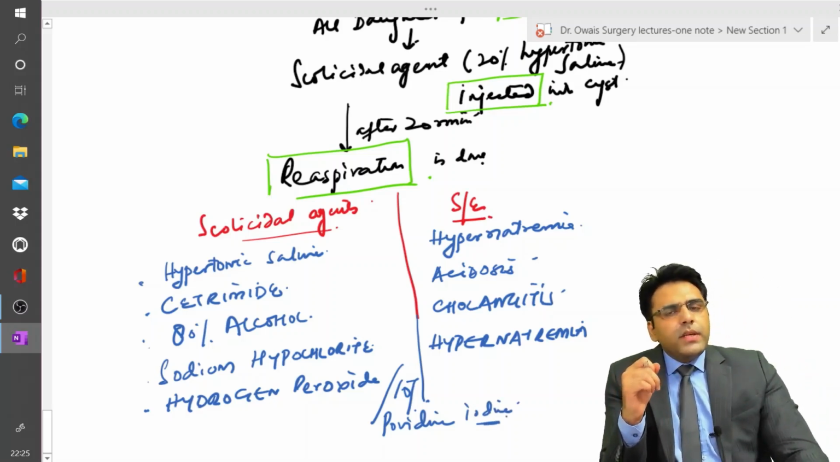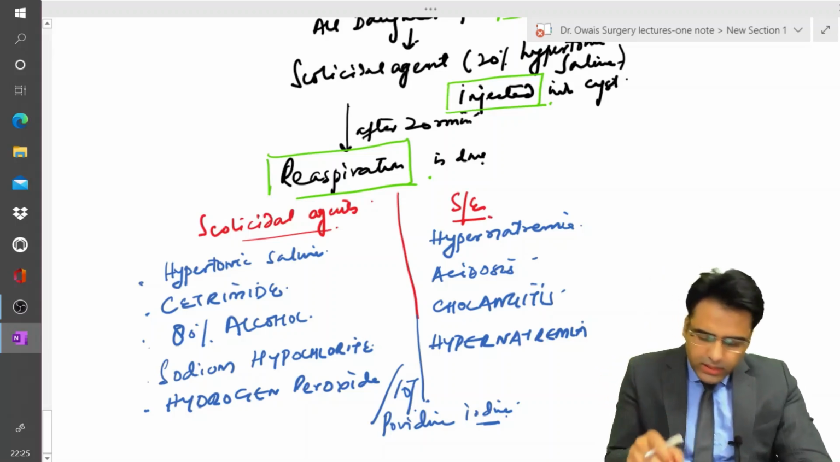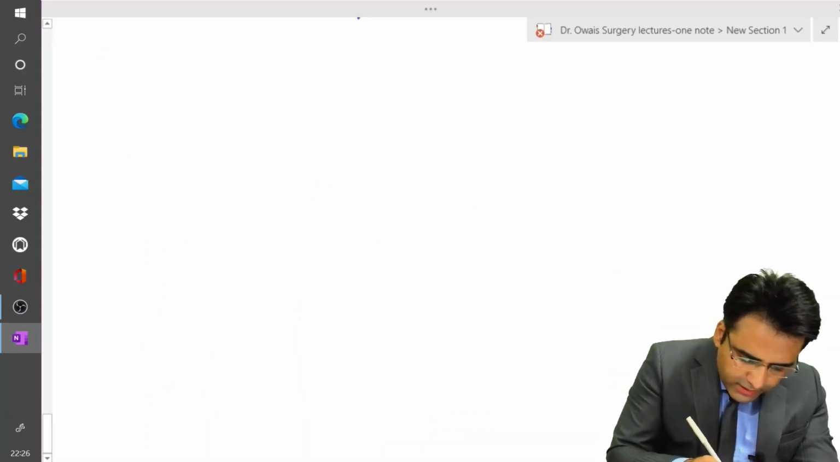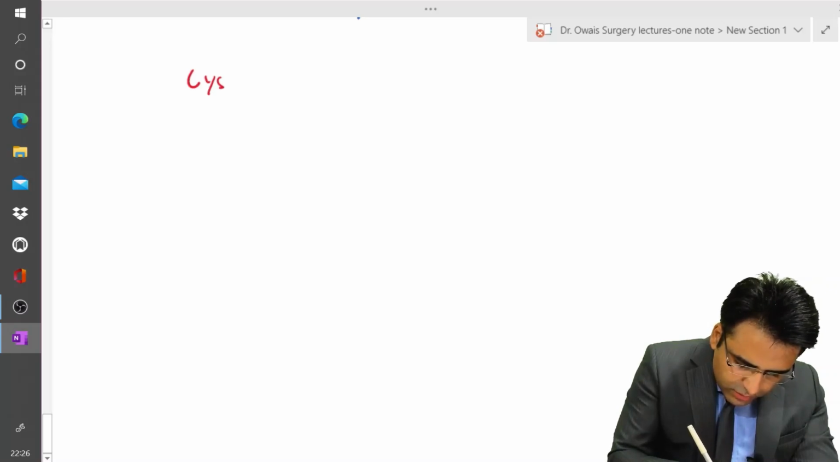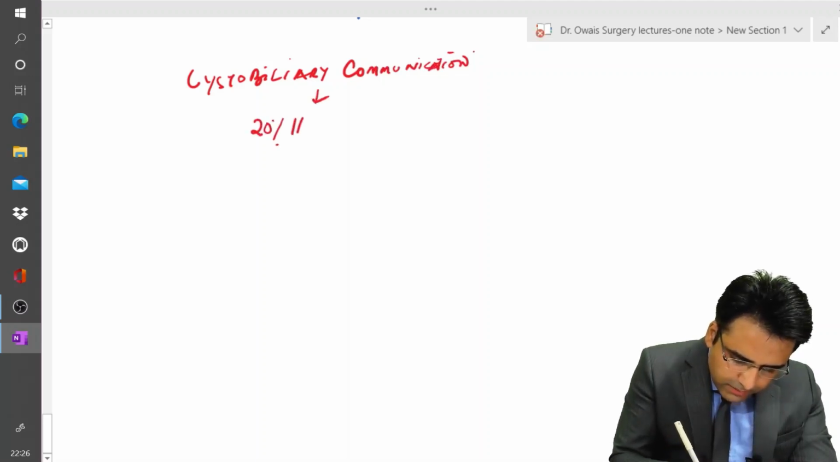Clear? Now please remember one important point. In case of cystobiliary communication, we have to use 20% hypertonic saline only. Why? Because if we use other agents, it can cause cholangitis and fibrosis of the biliary tract.